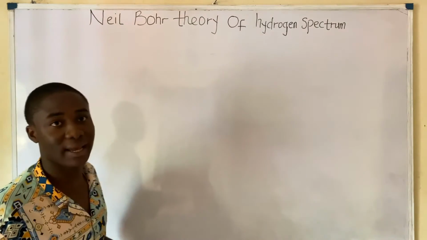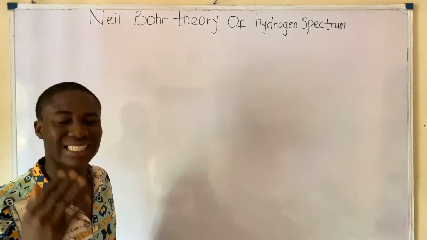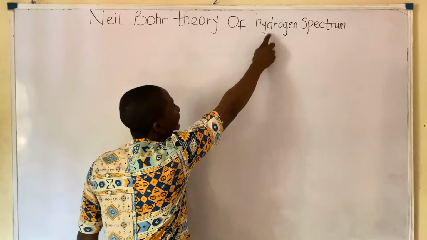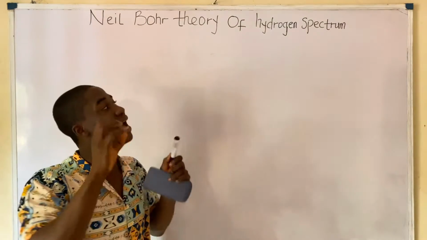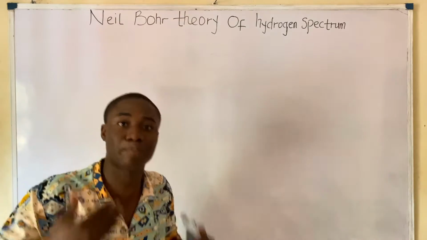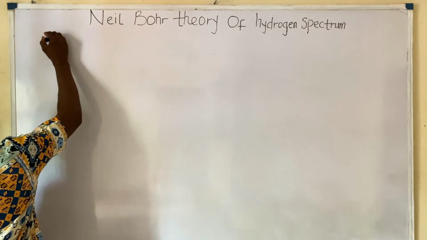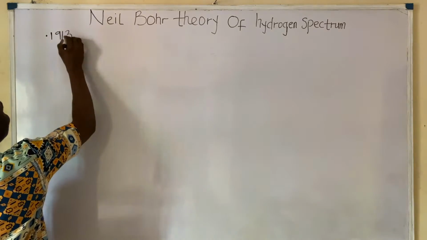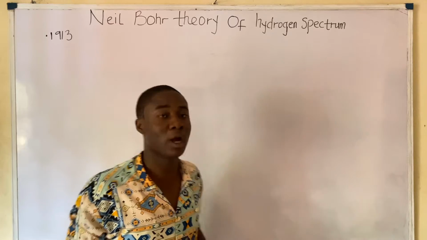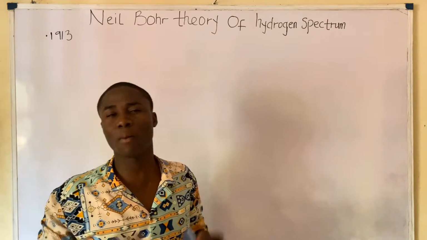It must be noted here that this scientist called Bohr successfully accounted for the lines seen in the hydrogen spectrum, because hydrogen as an element has various spectral lines. So this man called Bohr, in the year 1913, successfully accounted for the lines seen in the hydrogen spectrum. So the next question we ask ourselves: what does the word hydrogen spectrum explain?